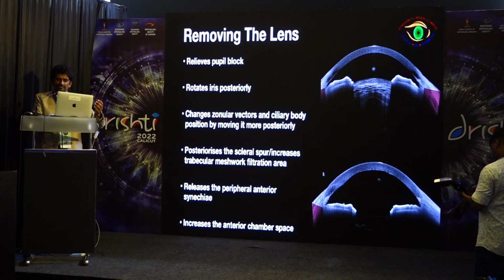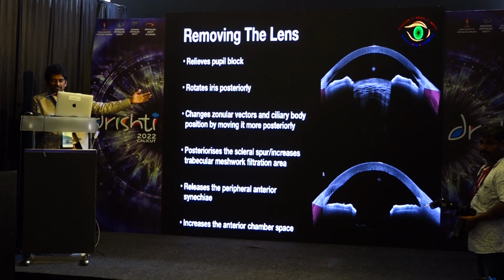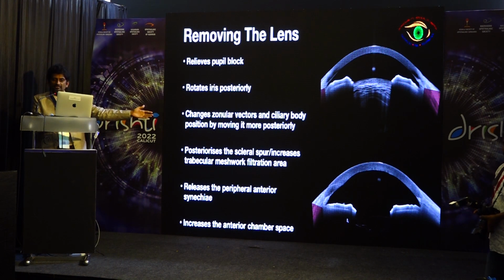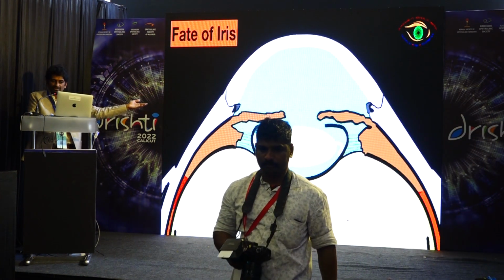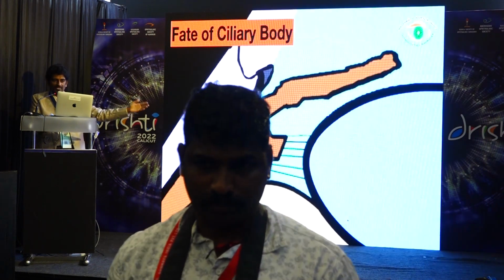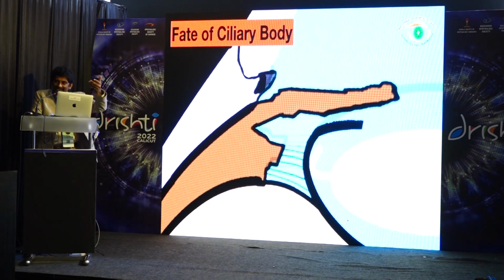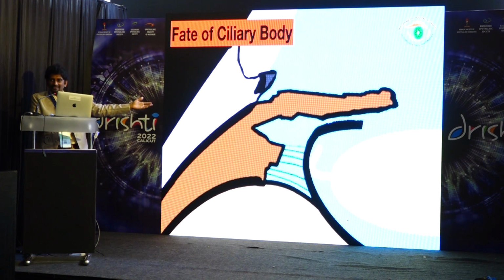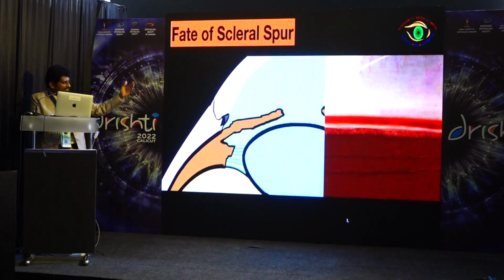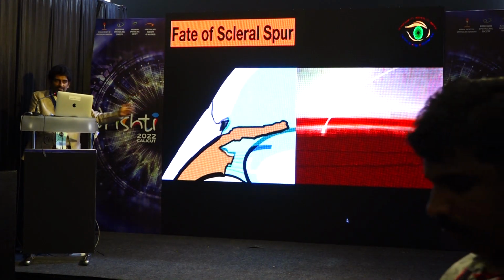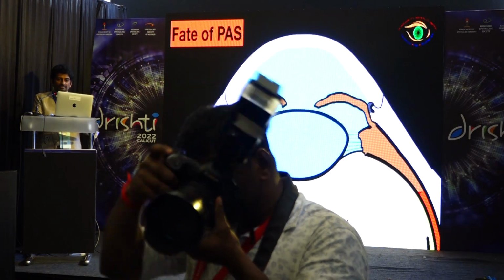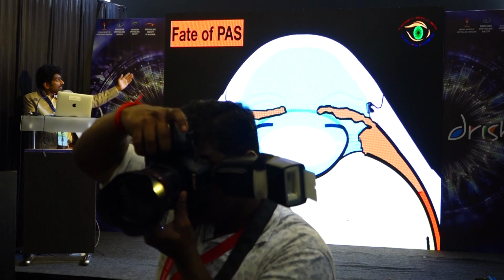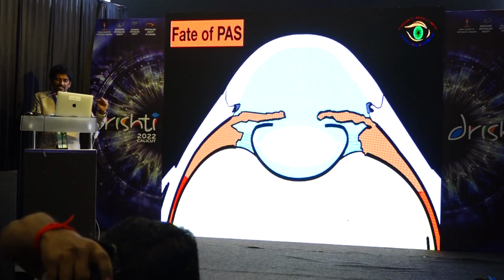Even basic concepts like removing the lens in a cataractous patient, you can see how the anterior chamber is deepening. You can see the fate of the iris, how it falls back when the lens is removed. The fate of the ciliary body, how it slightly falls back when the cataractous lens is removed and an IOL is placed. A simple falling back of the scleral spur. This gives us good understanding about the primary angle closure glaucoma concepts or the release of the peripheral anterior synechiae after cataract extraction.